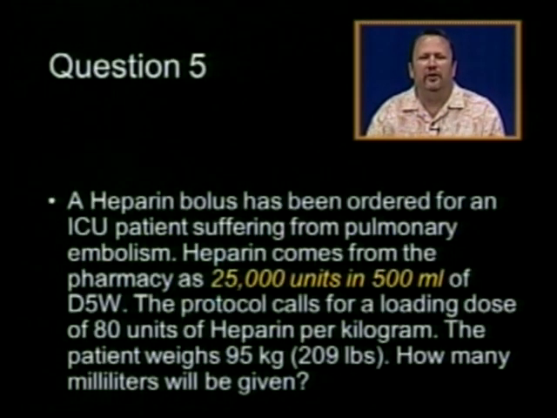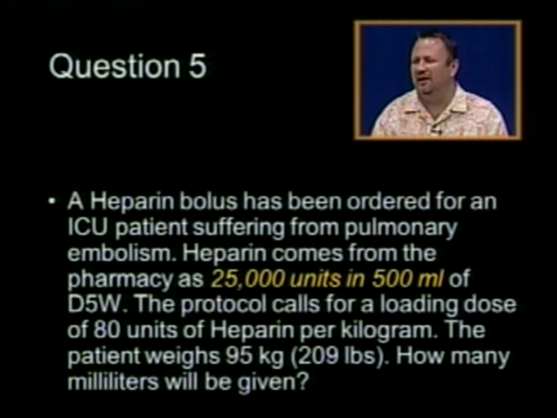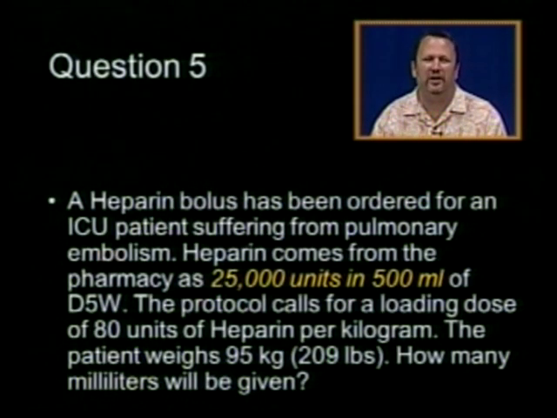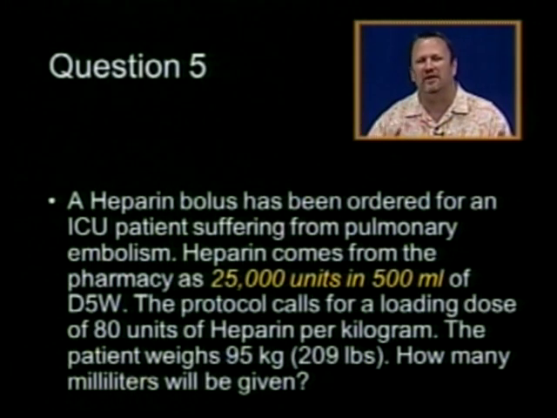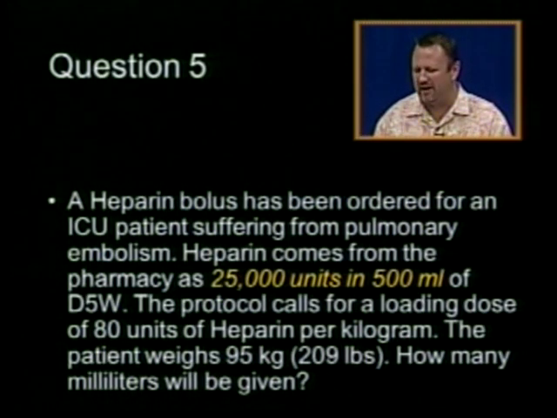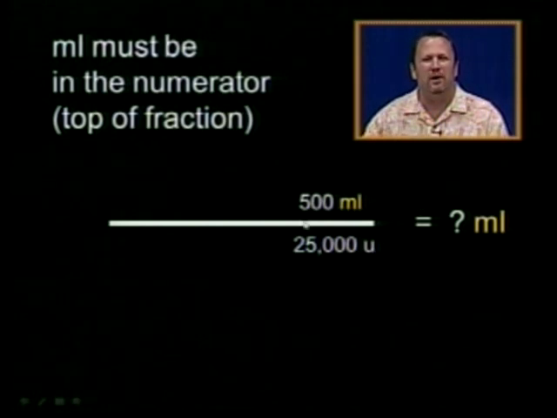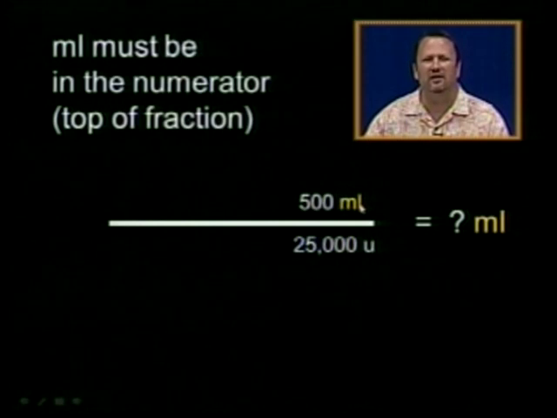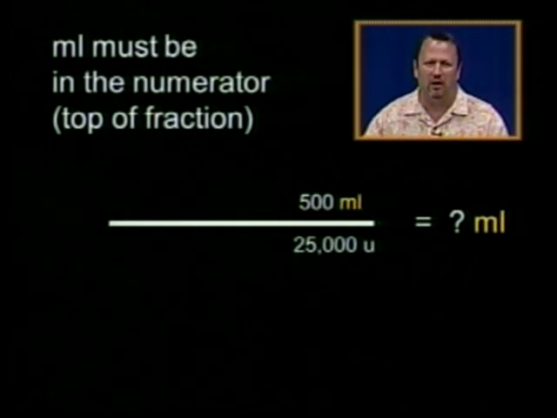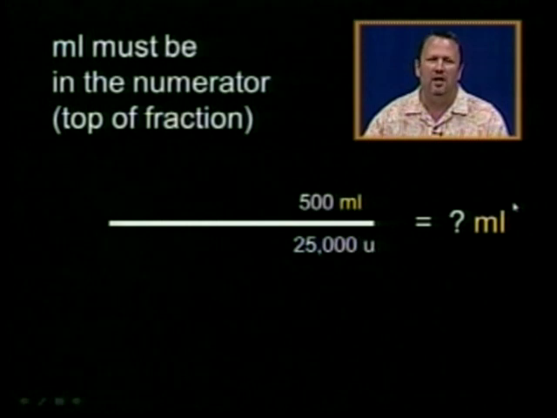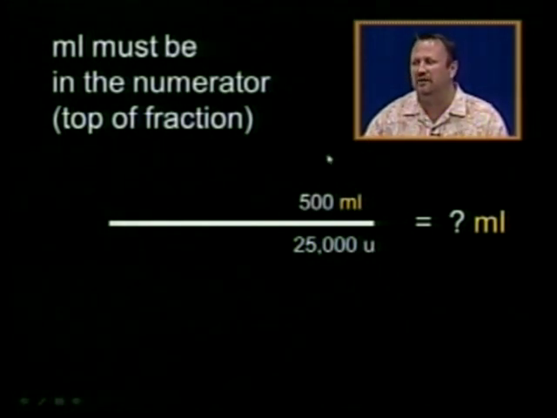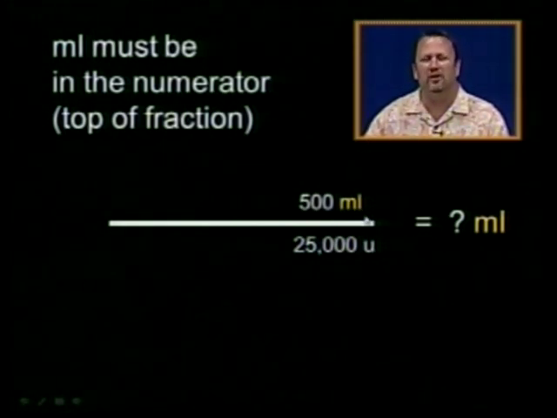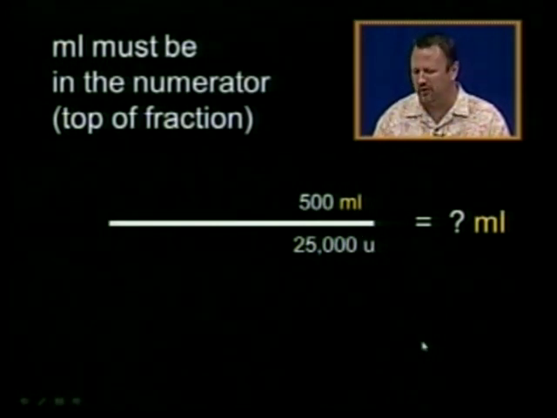So there's my milliliter unit. 25,000 units in 500 milliliters, and we can either write that as 25,000 units over 500 mils, which is what it'll say on the pharmacy, but we can turn that over and say 500 mils over 25,000 units. By putting the 500 mils over the 25,000 units, I can put milliliters in the numerator where it belongs, because milliliters is the question, milliliters is the answer, and because milliliters is the answer, milliliters must be in the numerator or on top of the fraction when we set this up.